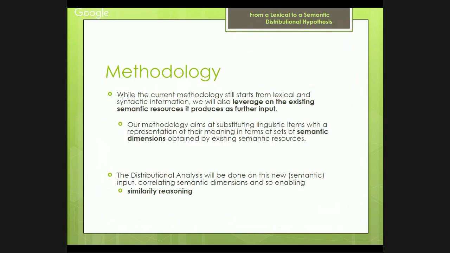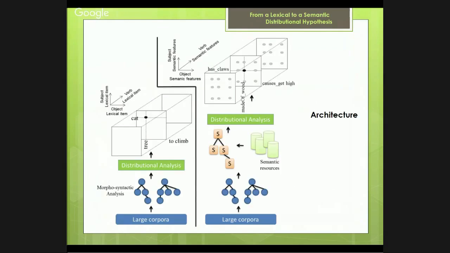So after this step, we apply distributional analysis on the semantics that has been associated to the words in the text. Basically, the idea is to correlate semantic facts associated to the words in the text instead of correlating lexical entities. So it's a kind of distributional hypothesis, but not done in the lexical dictionary, but in a dictionary made of semantic features.